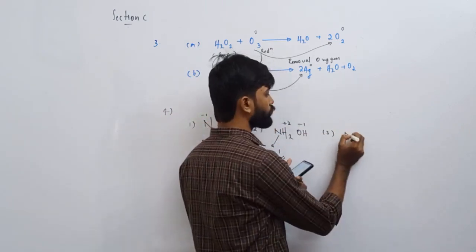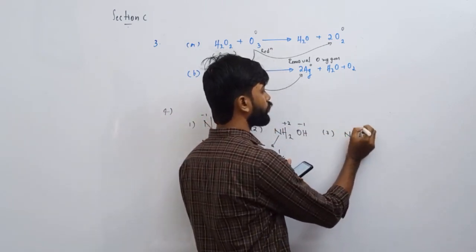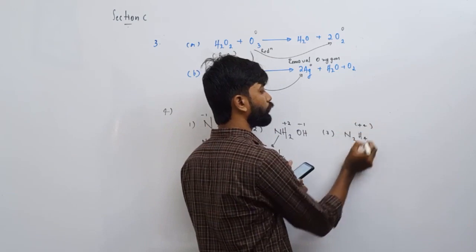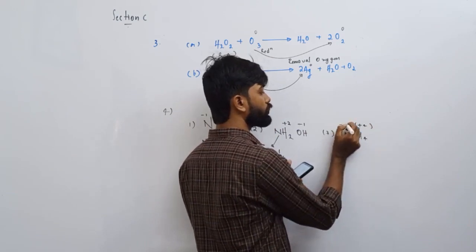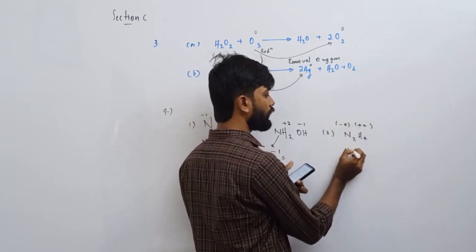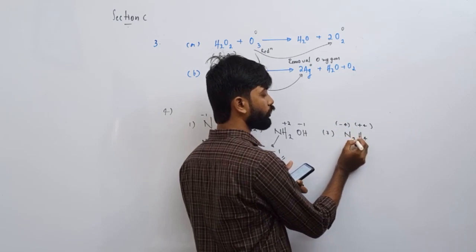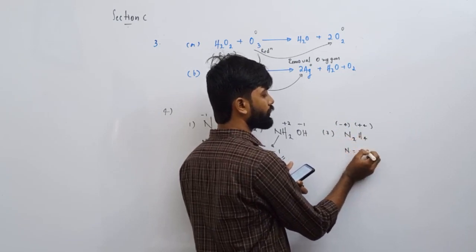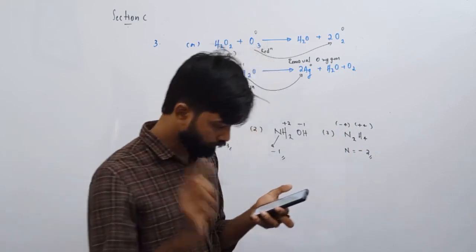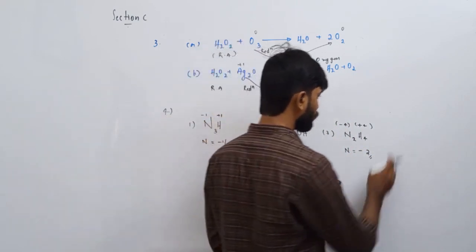That is N2H4. We know that 4 hydrogen may offer +4, so these 2 nitrogen should offer -4. So our nitrogen is required -2. One nitrogen has to supply -2.